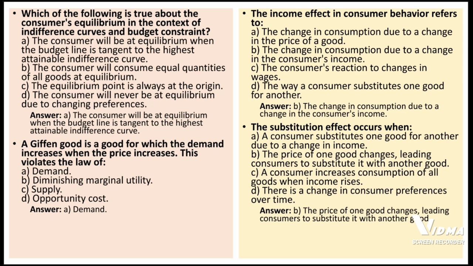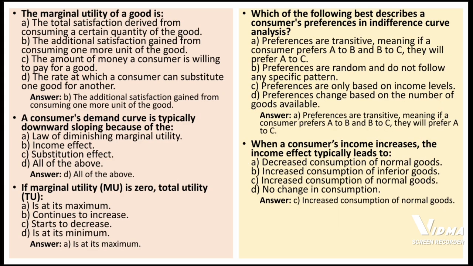The income effect in consumer behavior refers to, answer is B, the change in consumption due to change in consumer's income. The substitution effect occurs when, answer is B, the price of one good changes leading consumers to substitute it with another good. The marginal utility of a good is, answer is B, the additional satisfaction gained from consuming one more unit of a good. A consumer's demand curve is typically downward sloping because of, answer is D, law of diminishing marginal utility, income effect, substitution effect, that is, all of these.